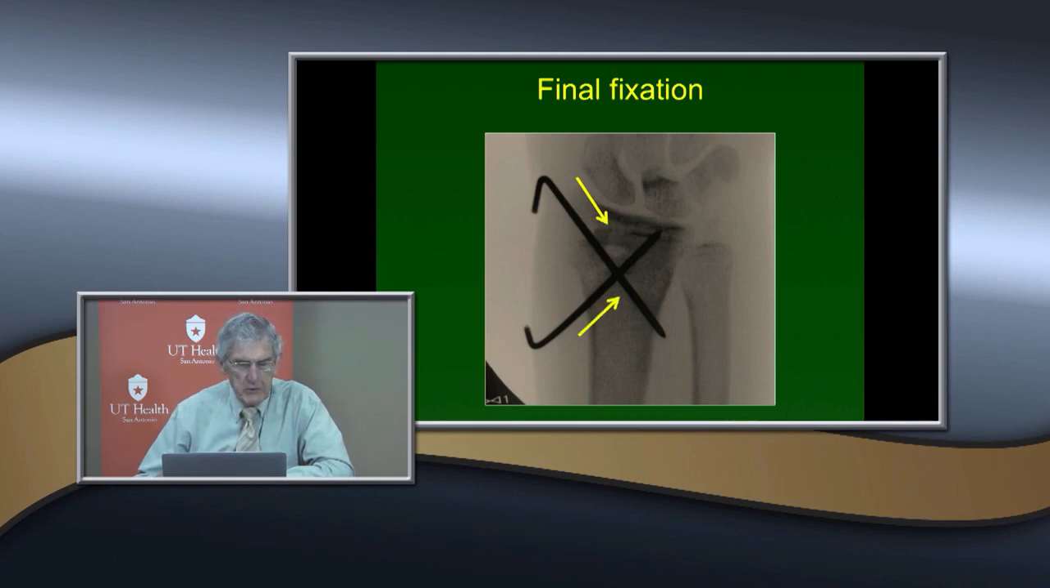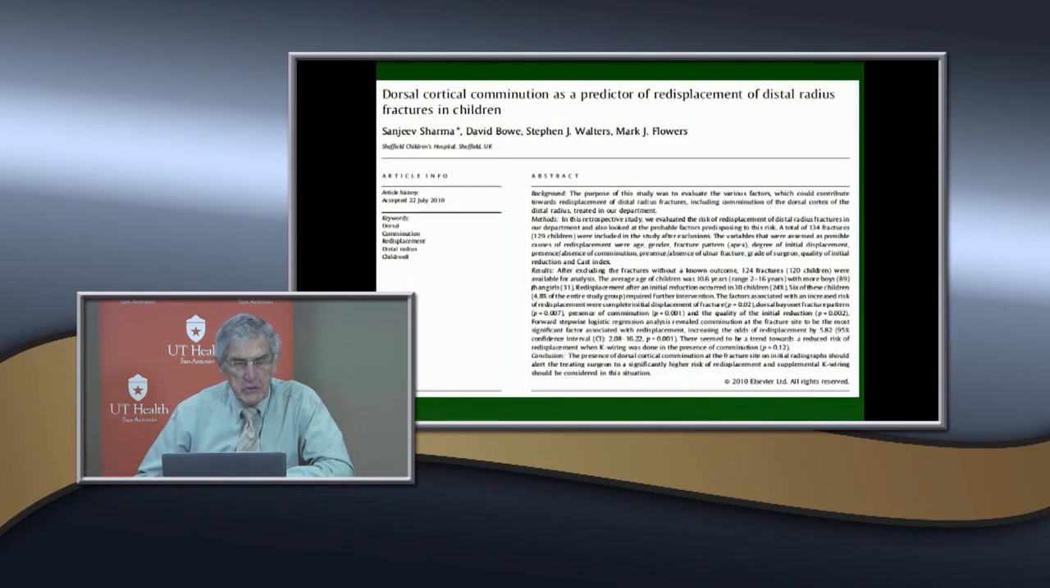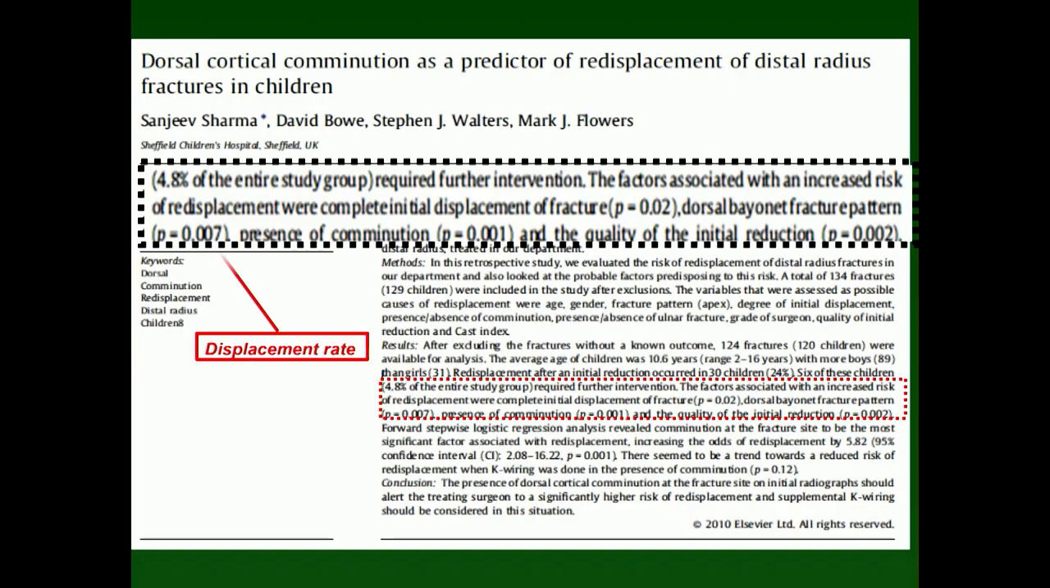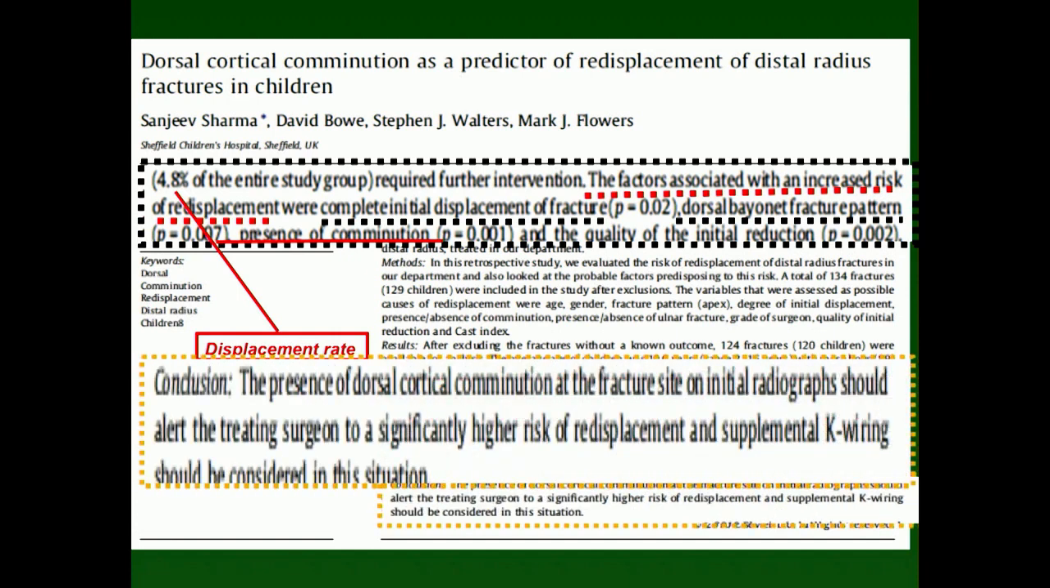Here you can see, this is a little bit different than one through the physis. This patient is near the physis, but there isn't really any growth left. So here's some experience of which ones you need to be aggressive about. This one article here shows that dorsal comminution is a bad thing that can occur. They found 4.6 percent of their group required further intervention, and the factors associated with increased risk were complete displacement of the fracture, dorsal bayonet fracture pattern, or the presence of comminution. So the conclusion was that with dorsal comminution you really need to be aggressive and watch, because they have a significantly higher rate of displacement.